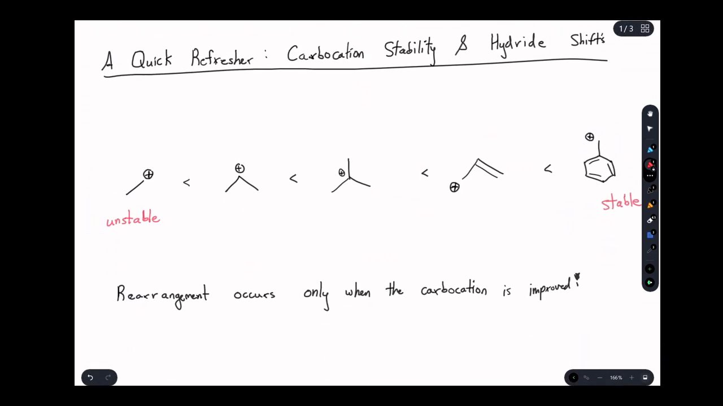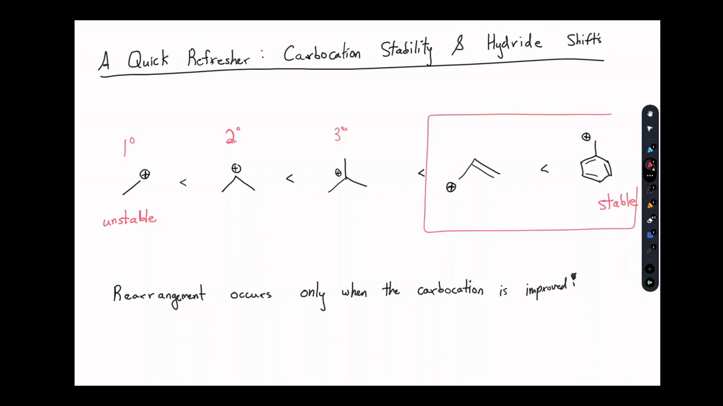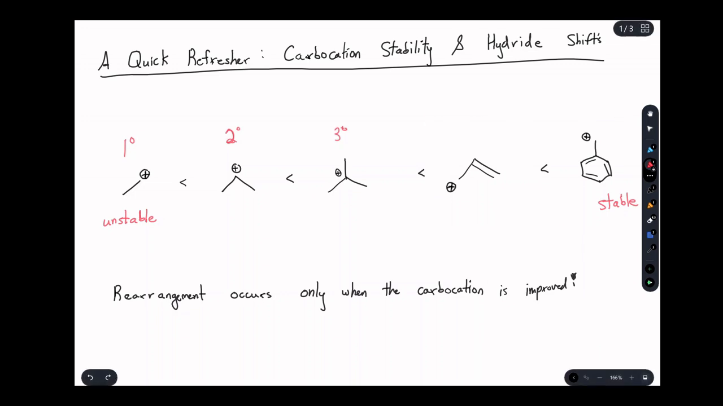As a quick refresher, we need to talk about carbocation stability. Primary carbocations are very unstable, if not unrealistically unstable. Secondary carbocations and tertiary carbocations are better due to hyperconjugation. They're more stable. They're still horrible, but they're not as horrible. And then even better than that, we have the allylic and benzylic carbocations. That is because they are stabilized by resonance. They have multiple resonance forms.